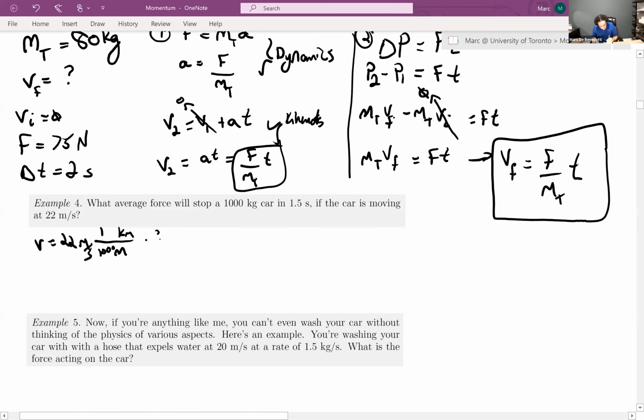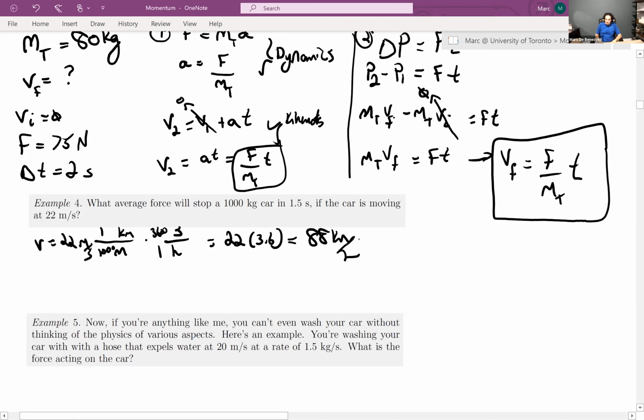And then you can say 3,600, nope, sorry. We're gonna want seconds on top, and hours on the bottom. So 3,600 seconds per 1 hour. So you actually multiply by 3.6, if you remember that from the first lecture. So 22 times 3.6, which is around 4. This is going to be around 88 kilometers per hour.